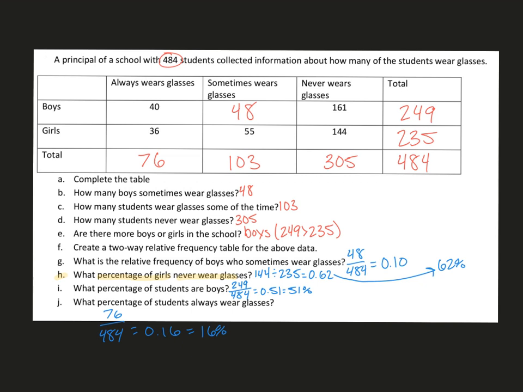So what I did here, if you notice what I divided by, it was the total of the girls because we wanted to know of the girls what percentage never wear glasses. So I went just to the girls column and I looked at how many never wear glasses and divided that by how many girls total there were.